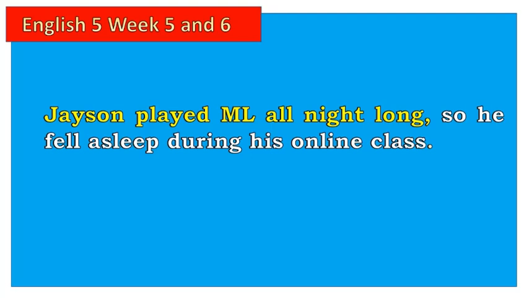Our first independent clause is Jason played ML all night long. Why? Because that part expresses a complete thought or a complete sentence. It has a subject and a predicate. Understood? Okay.